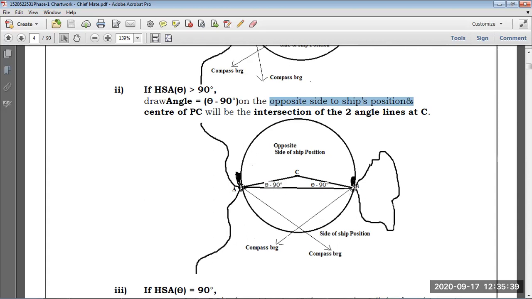So we draw both the lighthouses and draw on the opposite side the angle theta minus 90. Again, join them, and wherever it cuts at C, with CA or CB as a radius, we draw a circle. That is our position circle.